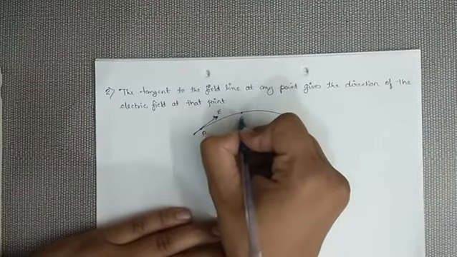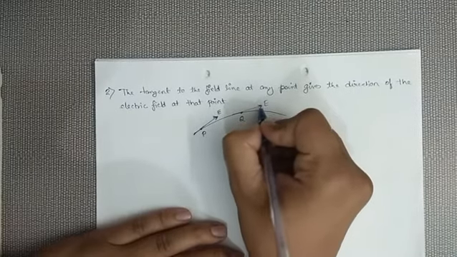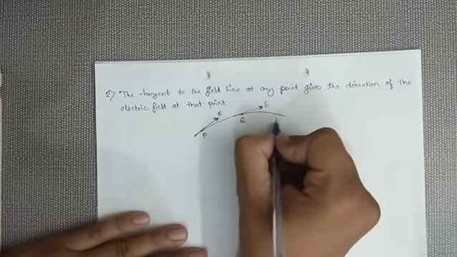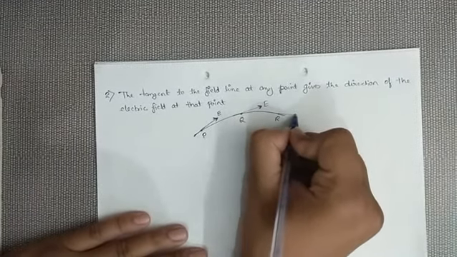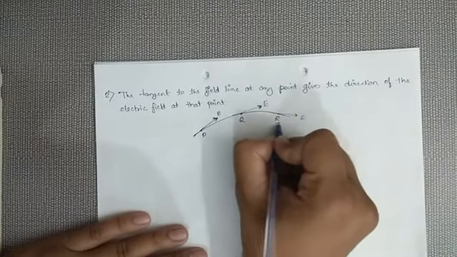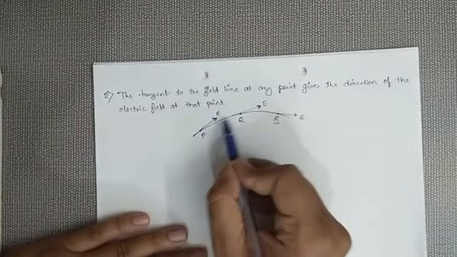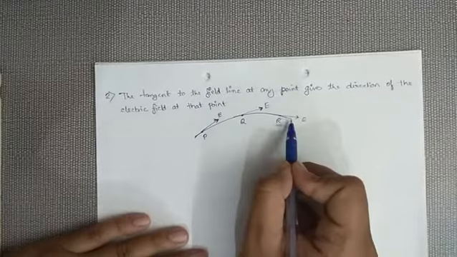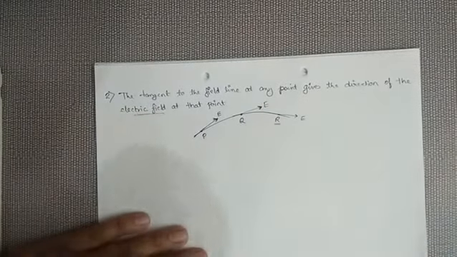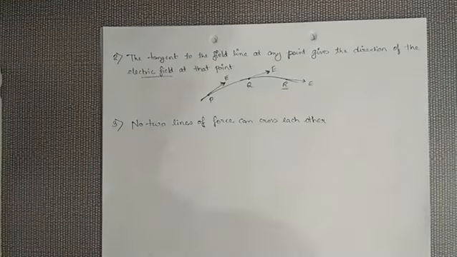Suppose I take point Q here and draw the tangent at this point Q, then this will be the direction of the electric field with reference to point Q. This is point R and this is the tangent drawn. So this tangent will be the direction of the electric field with reference to point R. In this way, a tangent at any point on the electric field line will give you the direction of the electric field at that point.